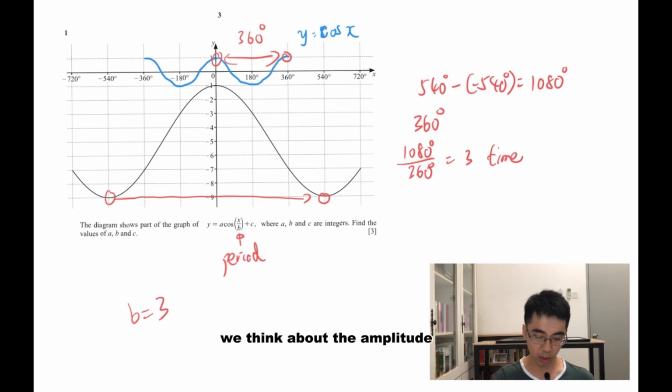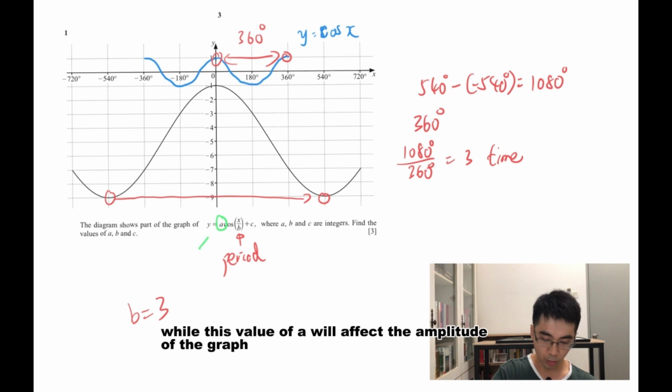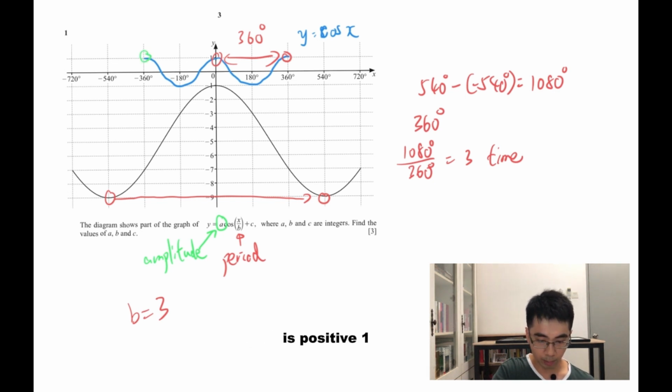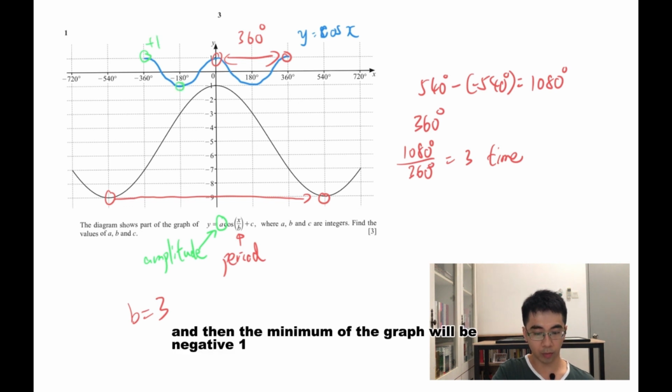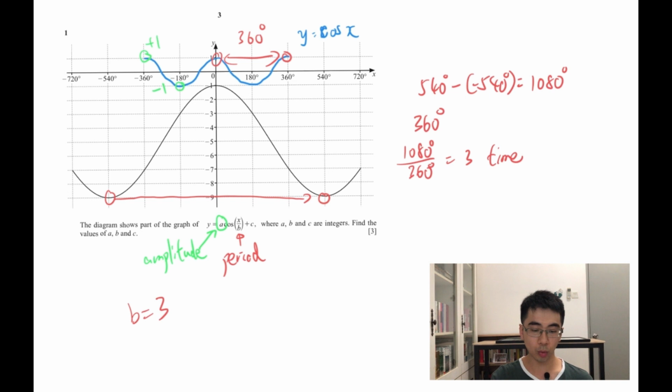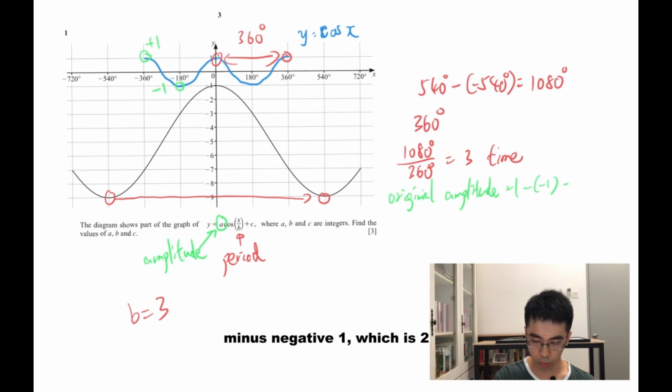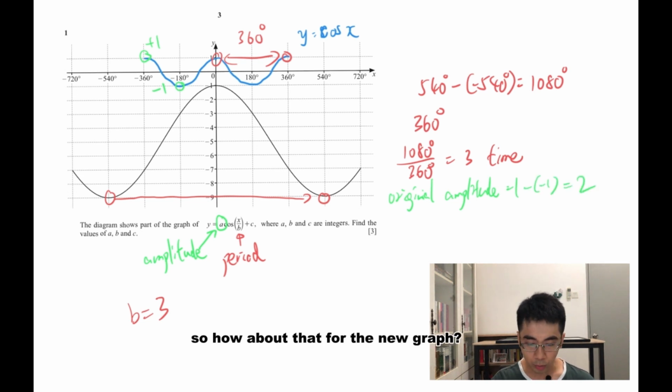All right, and then next we think about the amplitude, which is the value of a. This value of a will affect the amplitude of the graph. So what is the amplitude? The amplitude means the maximum value of y minus the minimum value of y. For the original one, the maximum is positive 1, and the minimum of the graph is negative 1, right? So the original amplitude should be 1 minus negative 1, which is 2, right? It's easy. So how about the new graph?